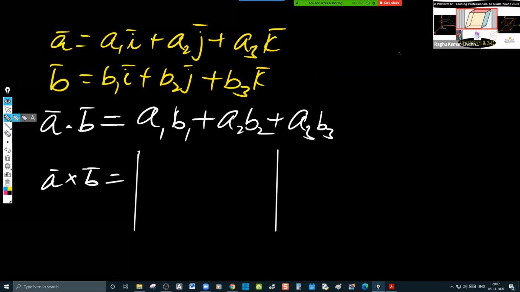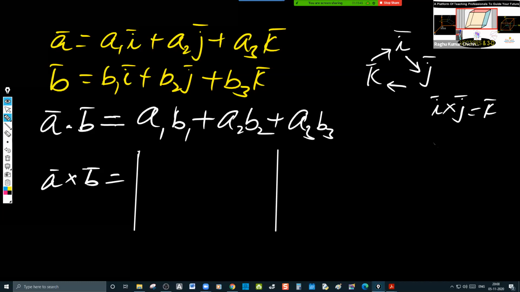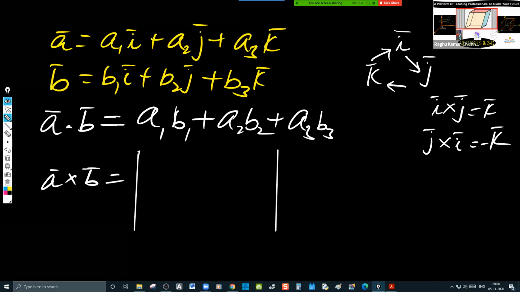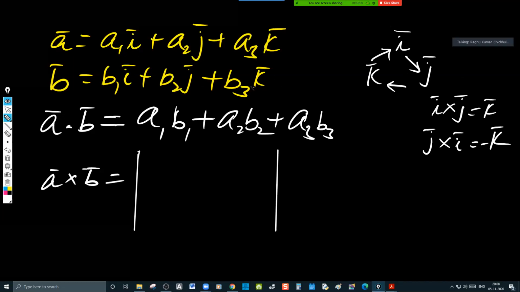This is important. Just see this one, IJK. After I, J comes. After J, K comes. After K, I comes. This is the cyclic order. If you follow the cyclic order, I cross J will be K, there is no doubt in it. But if you have J cross I, then you will get minus K. So when you write the cross product like that, I cross I becomes 0, I cross J becomes K bar, and I cross K becomes minus J bar.